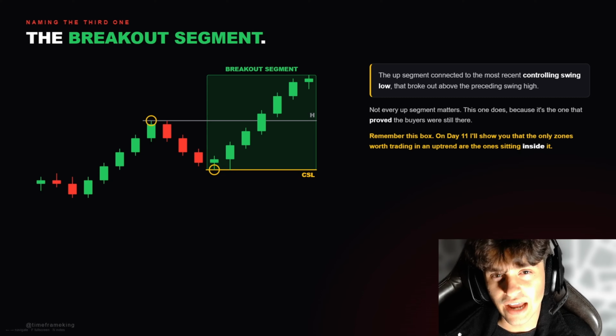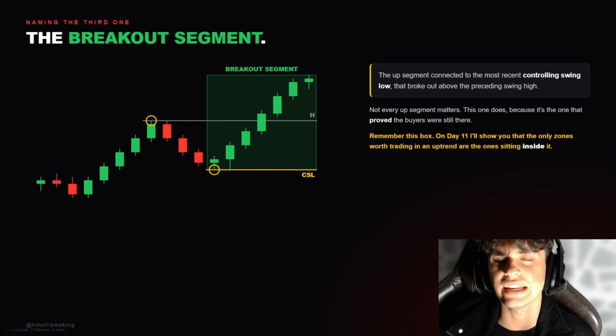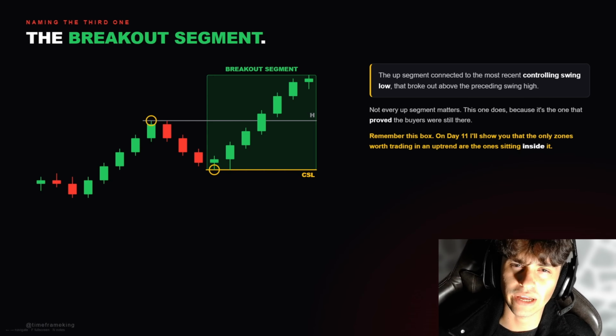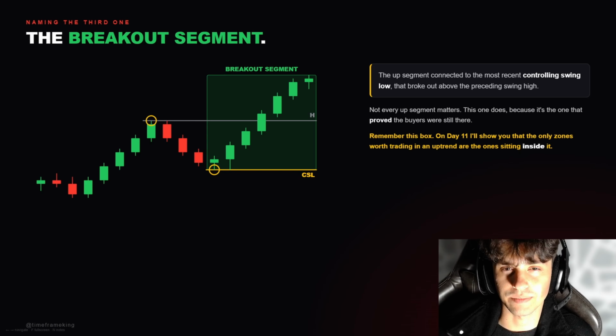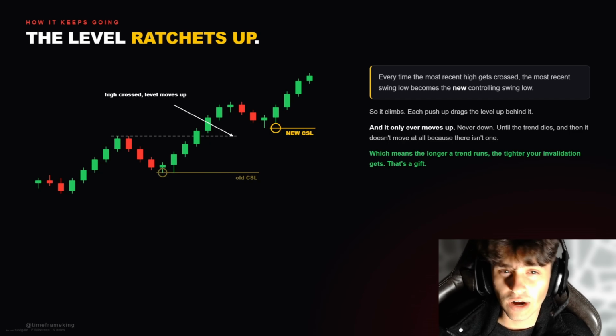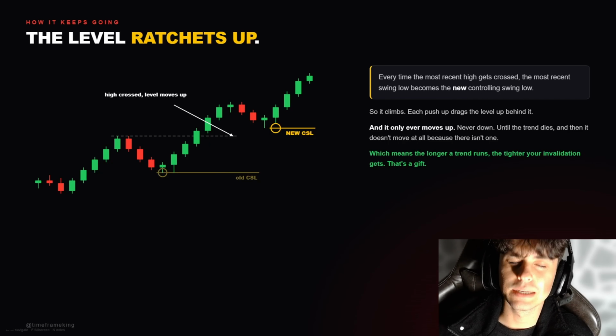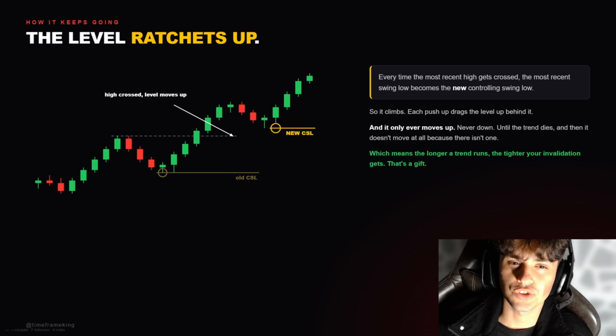On day 11, I'm going to show you that the only zones worth trading inside an uptrend are the ones inside the breakout segment. And the level moves, it goes up. Every time price crosses the most recent high, the most recent swing low becomes your new controlling low.